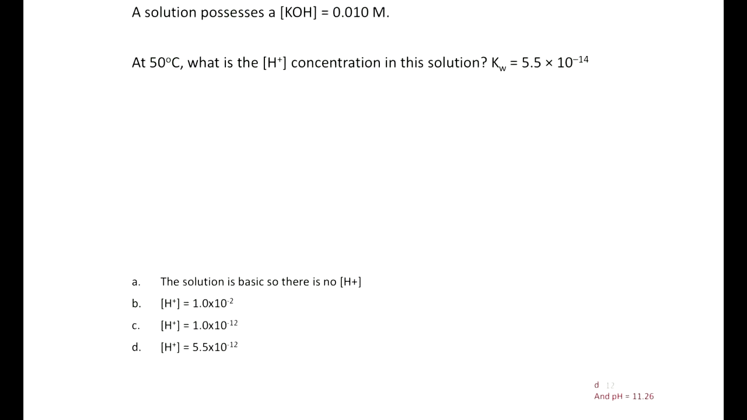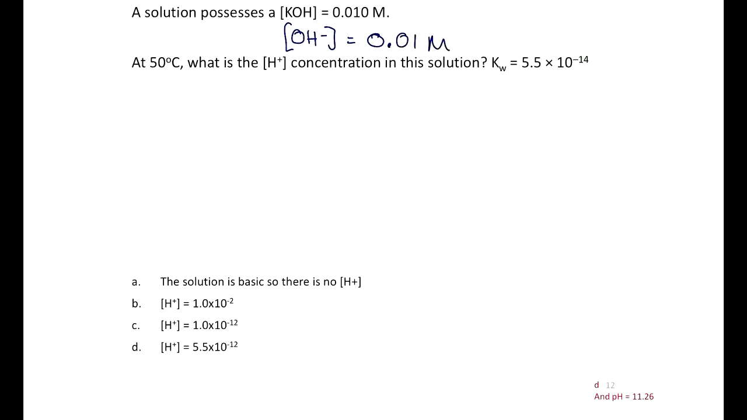Okay. So a solution possesses a potassium hydroxide concentration of that. At 50 degrees Celsius, what is the H+ concentration in this same solution? All right. So you might look at that KOH concentration. This is a what kind of substance? Acid or base? Base. What kind of base? Strong base. So if KOH is equal to 0.01 molarity, that means hydroxide concentration is also equal to 0.01 molarity.